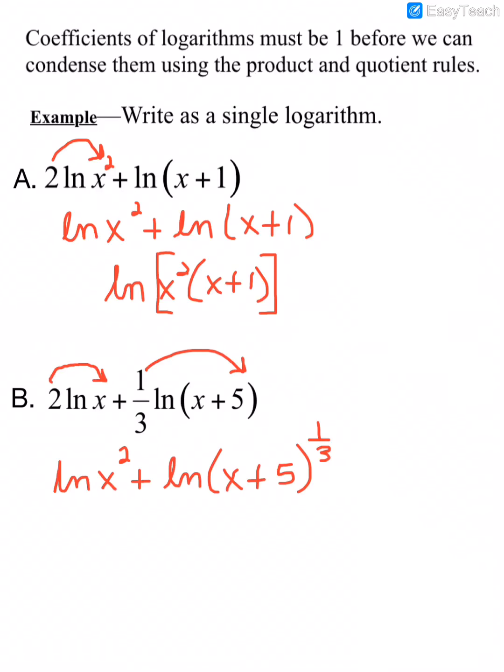Again, these are being added, so we put them together using multiplication. All right, so this would be ln of x squared times x plus 5 to the 1/3 power. And again, well, let me use brackets just to break that up.